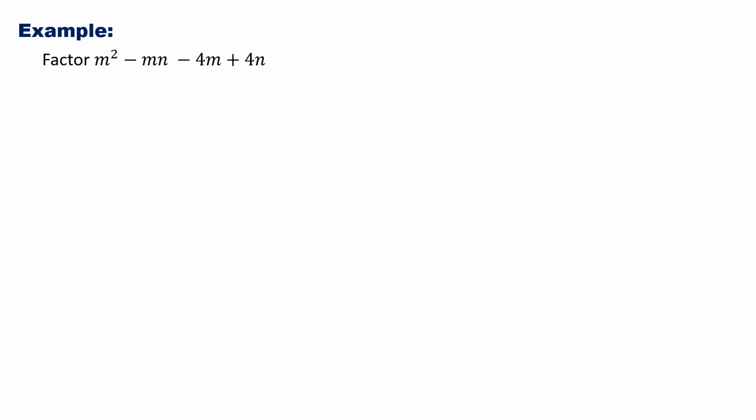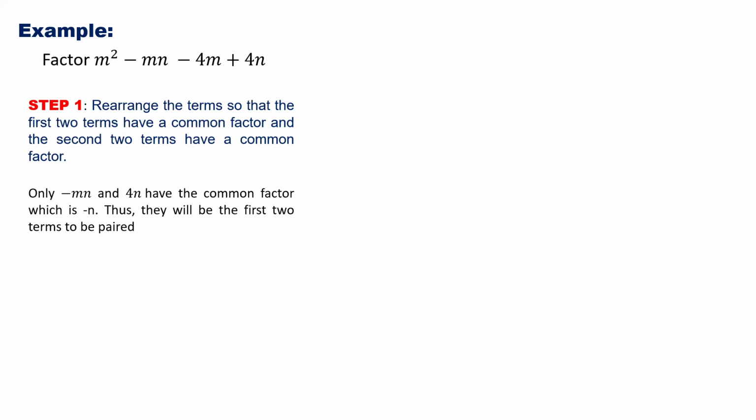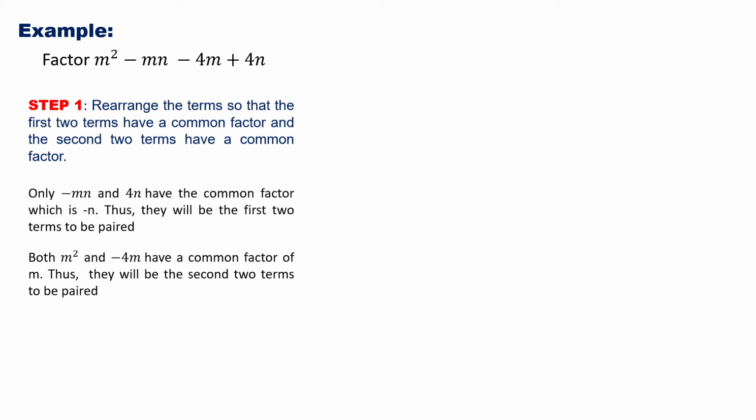Factor m squared minus mn minus 4m plus 4n. By rearranging, and for the first part, only negative mn and 4n have the common factor, which is negative n. Thus, they will be the first two terms to be paired. Second, both m squared and negative 4m have a common factor of m. Thus, they will be the second two terms to be paired.